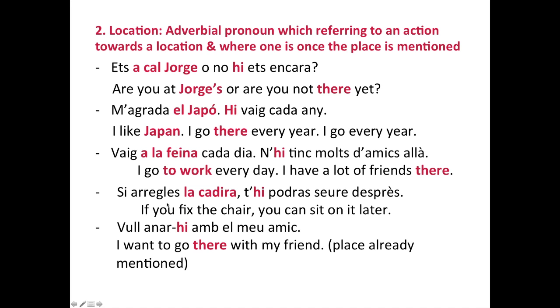"Si arregles la cadira, t'hi podràs seure després." If you fix the chair, you can sit on it later. What does "hi" represent here? It represents "la cadira", the chair. Why? Because it is a place you can sit on afterwards. It's a location, basically. "Vull anar-hi amb el meu amic." I want to go there with my friend. We've already mentioned the place, and that's why we can say "hi". This is just an example, but okay.